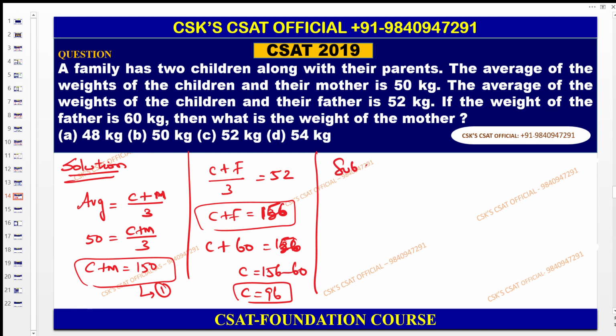So substitute in the first equation, since we need to find out the weight of the mother. So the weight of the mother is equal to 150 minus 96. It becomes 54 kg. So the answer for this question is D. Anybody having doubt, you can ask quickly. Otherwise let us move on to the next.